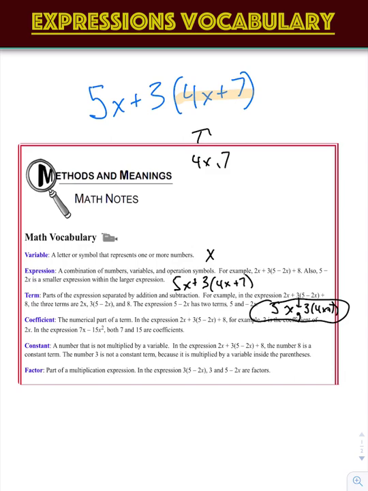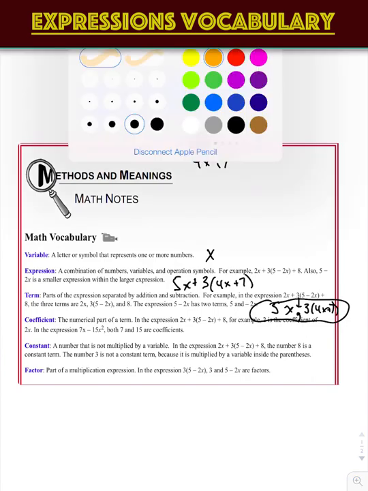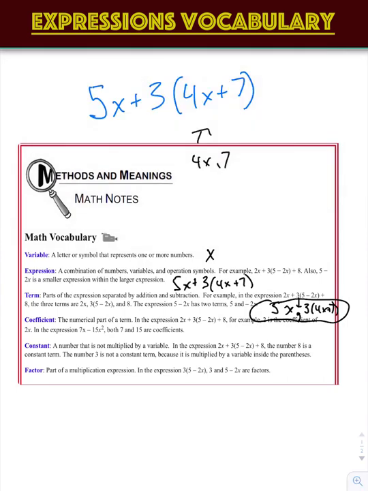Our coefficient is the numerical part of a term, so the number attached to a variable is a good way to think about that. So we have two different coefficients that exist here. We have 5 and 4 because we have 5 attached to x here. That's one of our coefficients, and then we have 4 attached to x here. So we have 5 and 4.